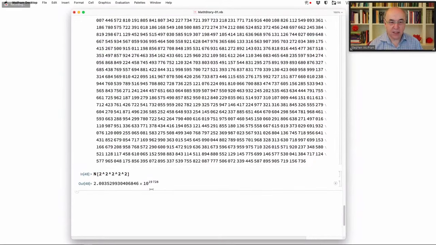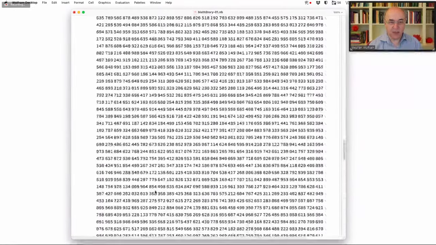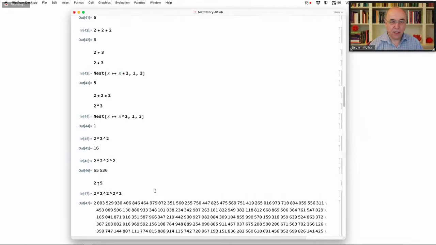So yeah, it's 10 to the power 19,000. So that's the 10 to the 80th protons in our universe. So that's vastly bigger than that. So we get to a very big number very quickly.